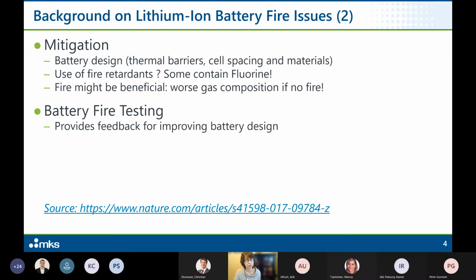In some cases, the fire might actually be beneficial because you get a worse gas release if there's no fire. And the battery fire testing that people can do provides feedback for improving the battery design.